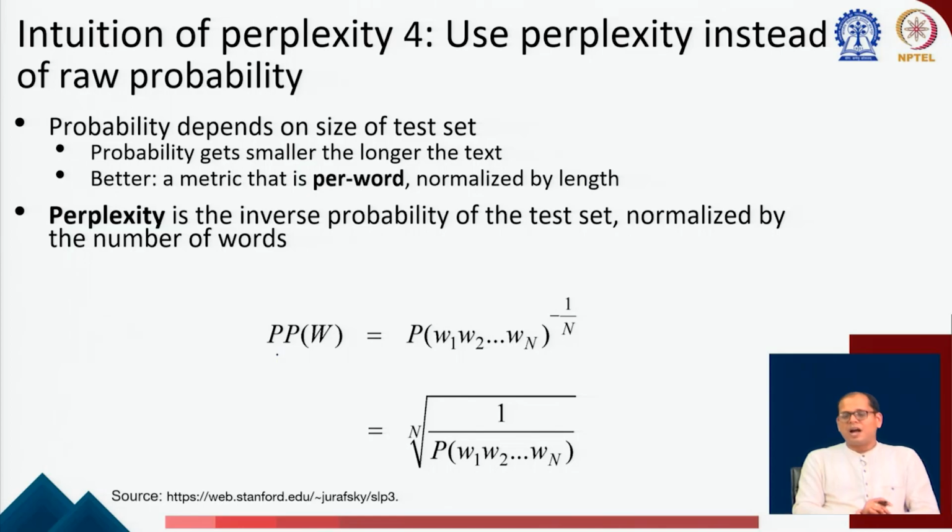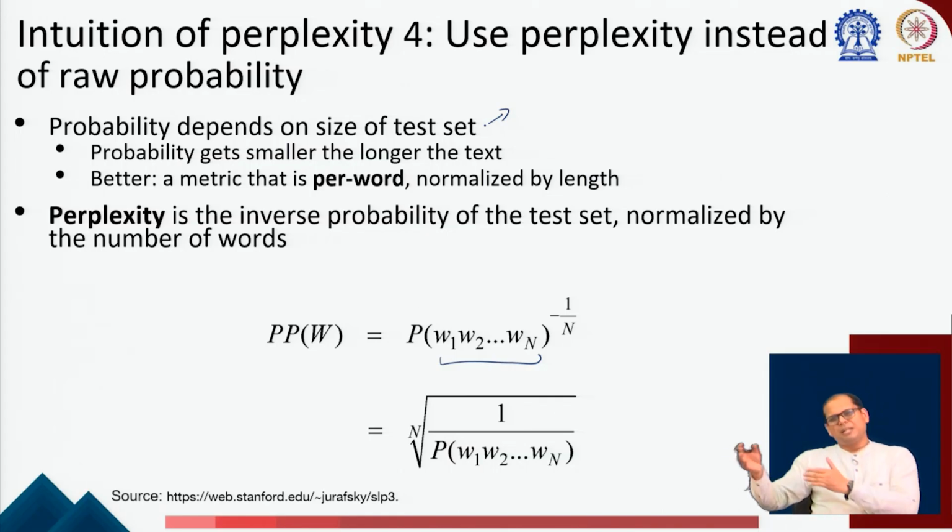So how do we compute this? You want to see the probability of the entire sequence. Now it depends on the test set. The problem is that if you compute just the probability, it will be a multiplication of multiple probability values, and how many values you are multiplying depends on the size of the test set. So your metric will depend on the size of the test set.